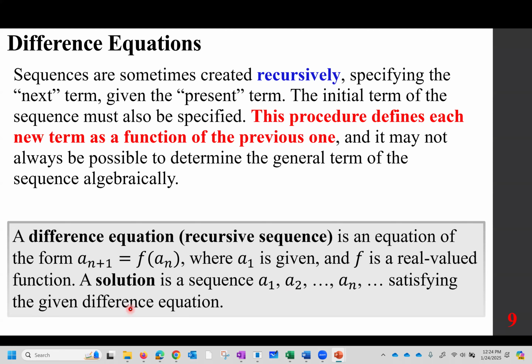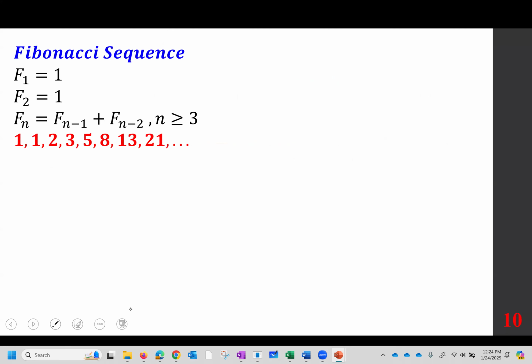A solution is a sequence a sub 1, a sub 2, all the way to a sub n, satisfying the given difference equation. A famous one that you've seen is called the Fibonacci sequence, where we start with 1, and then the second one is 1, and then we start adding the first two. And f sub n is f sub n minus 1 plus f sub n minus 2, meaning if you want a term, pick the previous one and the one before that and add them up. See, 1 and 1 is 2, 1 and 2 is 3, so on and so forth. So if I want the next one, I need to add these two, 13 plus 21, and I get 34.